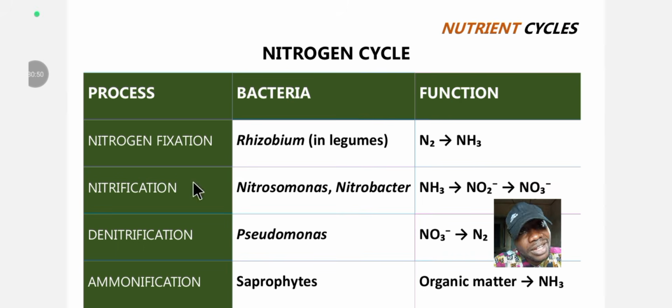On the left side of the table, close to the extreme left, we have the process, while in the middle of the table we have the bacteria. That's the bacteria responsible for each stage of the nitrogen cycle. On the right-hand side, close to the right end of the table, we have the function, the function of that particular stage of the nitrogen cycle.